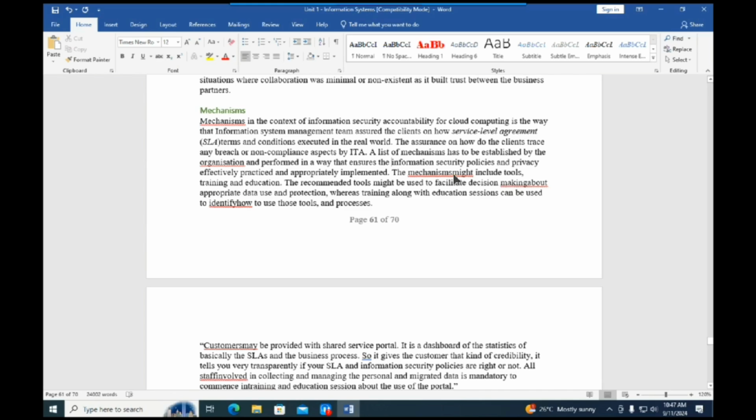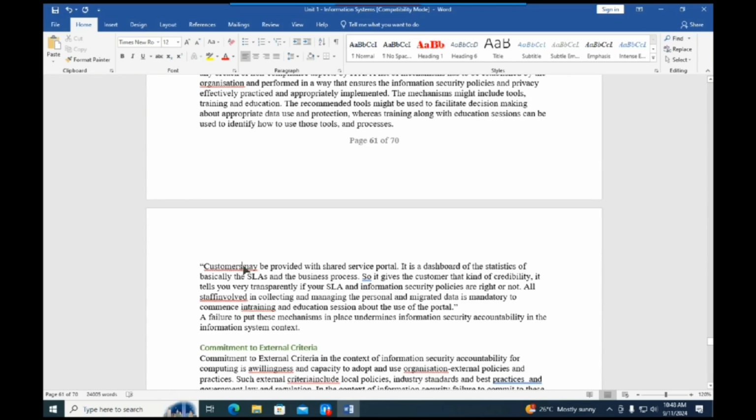We have the mechanisms that might include tools. These mechanisms that we are talking about might include tools, might include training, might include education. Now, when we look at the tools, we are talking about the recommended tools that might be used to facilitate decision making about appropriate data use and protection, whereas the training, working along with education sessions, can be used to identify how to use those tools and processes.